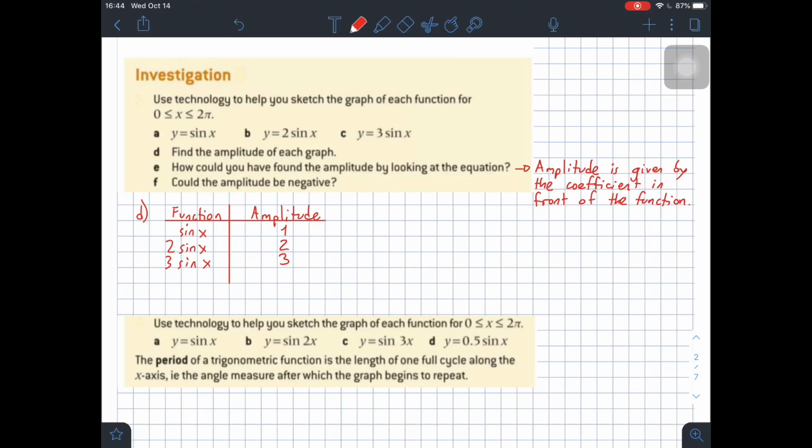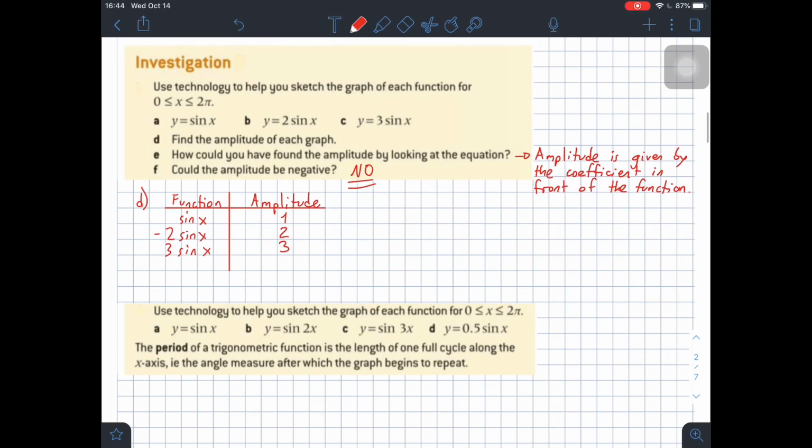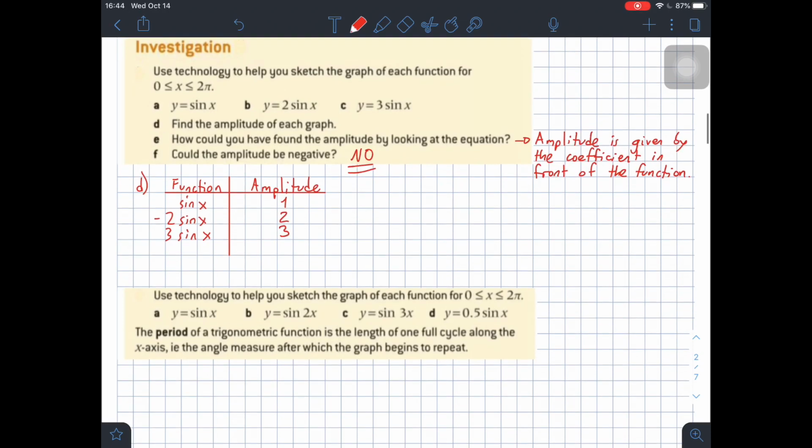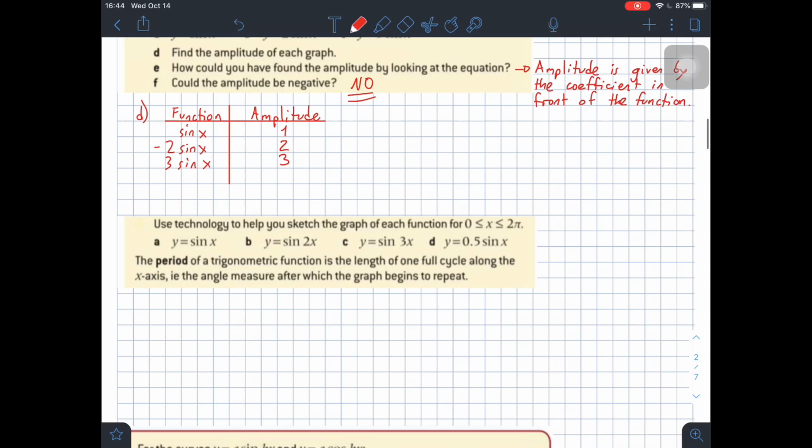And the answer is no. Remember that the amplitude is a distance, right? And a distance can never be negative, right? We could have, however, for example, minus 2 sine of x there, but our amplitude would still be 2. What this minus is doing is causing a reflection of the function, right? So that's the consequence of adding a negative sign in front, but the amplitude will always be a positive number. That's something very important for you to remember.